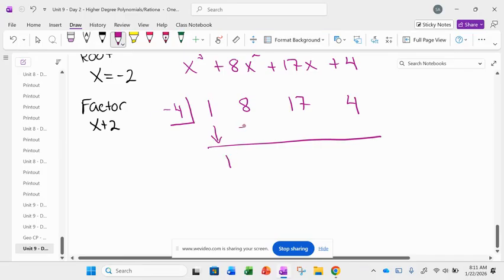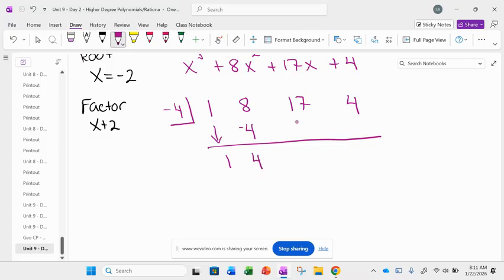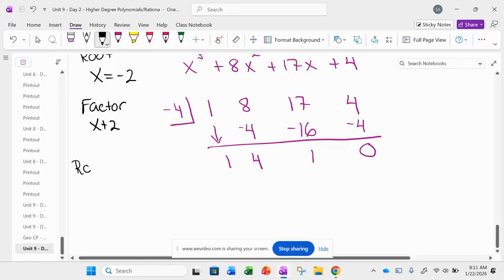1 times -4 is -4. 8 plus a -4 is 4. Got a -16, and then a -4. And you guys are good at guessing. So what does this mean this time? This time it means we have a root of x equals -4.